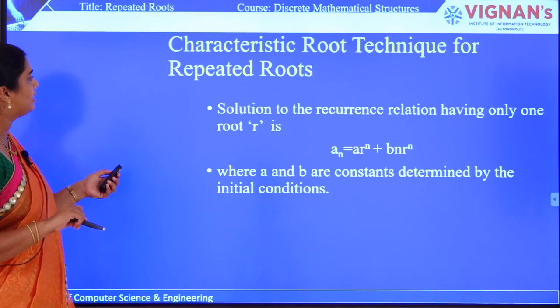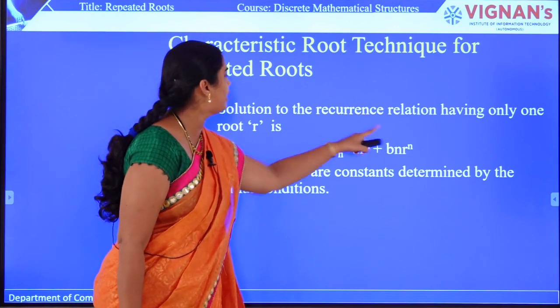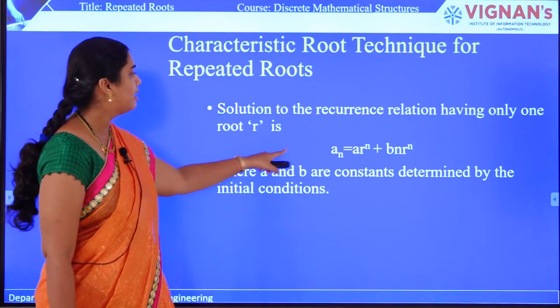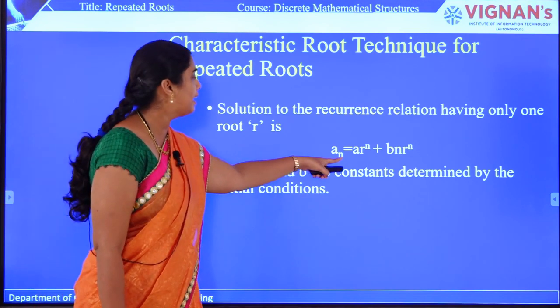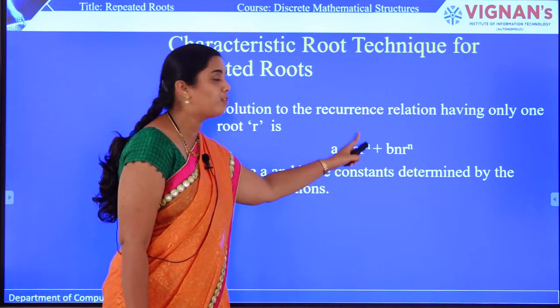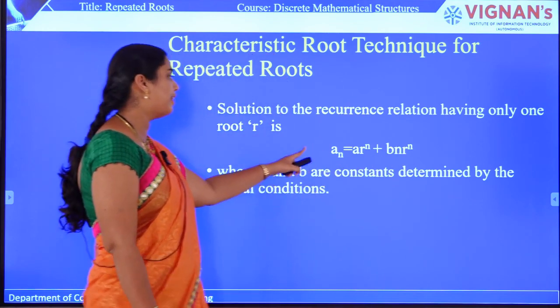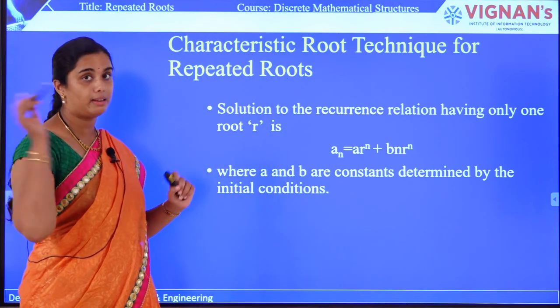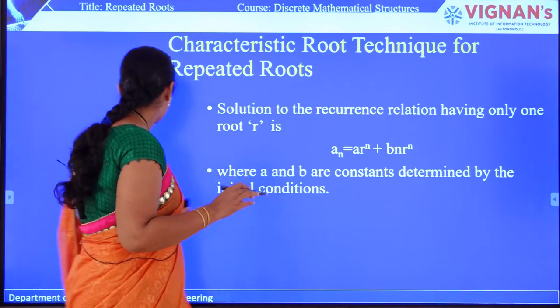See, in the previous example, if you observe over here, if you get only one root r, then the solution of the recurrence relation will be an is equal to a r to the power of n plus bn into r to the power of n. So we need to write our previous recurrence relation in this format, and we need to solve this.